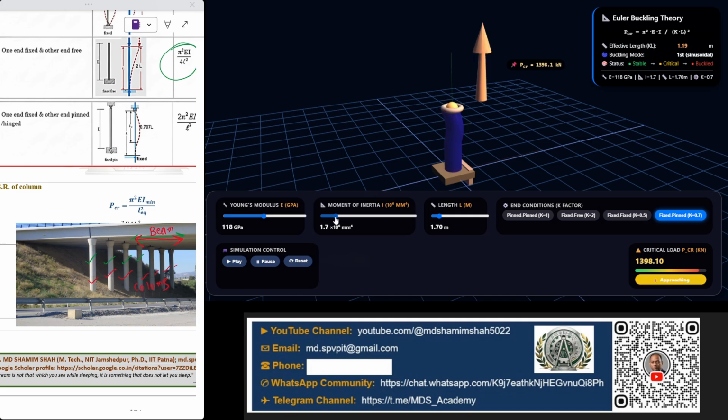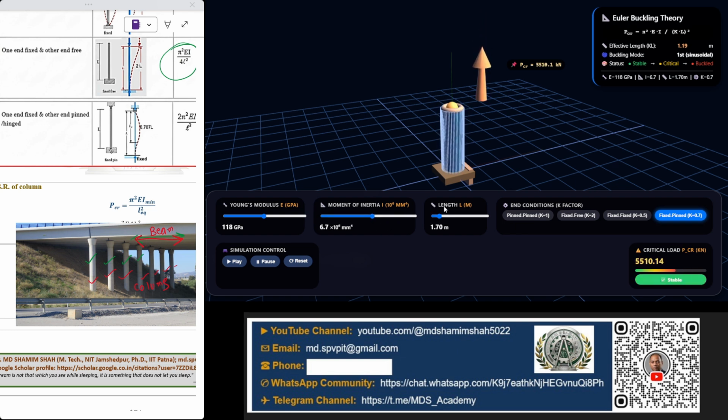Next is I. I and P critical are similarly directly proportional. As you decrease the I value, see what is happening: P critical is decreasing. Now increase this I value, and the P critical load also rises to a higher level.